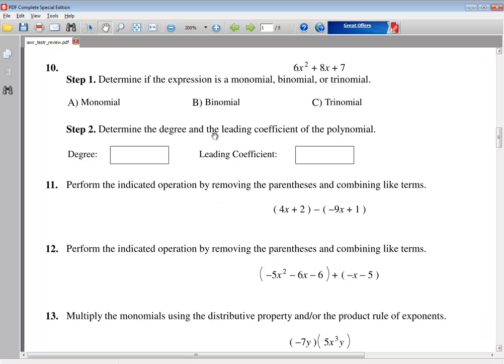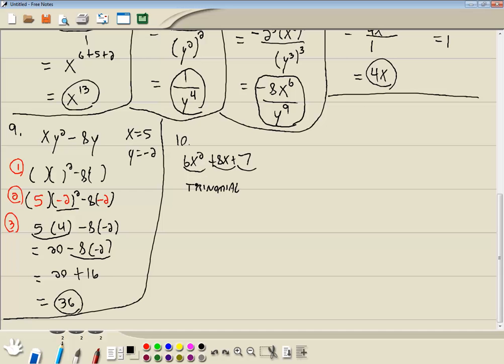Then it asks us, determine the degree and leading coefficient of the polynomial. Now the degree is your largest power of x for this problem, which would be 2. And our leading coefficient, that's when this is in standard form, when your terms are arranged from largest power down to smallest, your leading coefficient is the number that's right out in front. It's clear out in front, which is a 6. And those would be your answers.